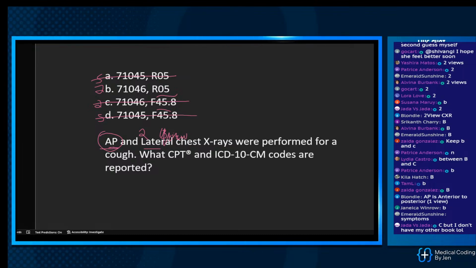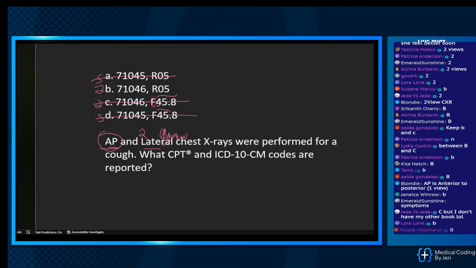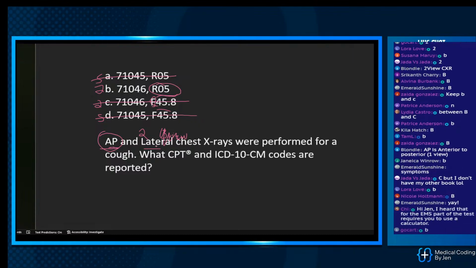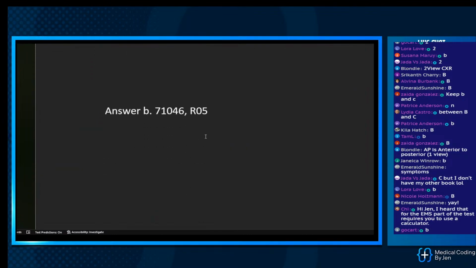Oh, no, wrong. Because F's are in the crazy section for mental disorders and stuff, where our symptoms are our R's for like cough, runny nose, that kind of thing. We've got it. Our R05.